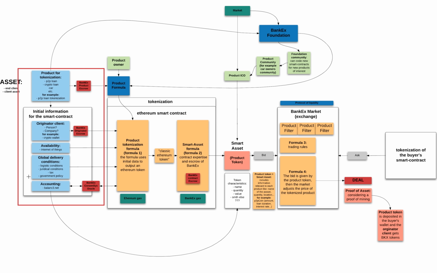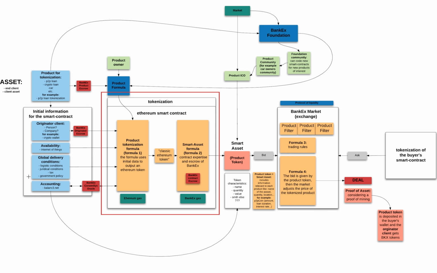Then we have the accounting process. So we'll use Balance Tree software developed by ConsenSys in order to check that all the taxes on the token are paid, that all the legal stuff is being verified, and it works well. So once we get all this information, we input it in product formula one. This is our first product tokenization step.